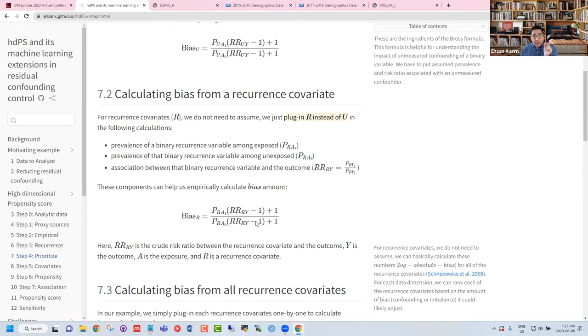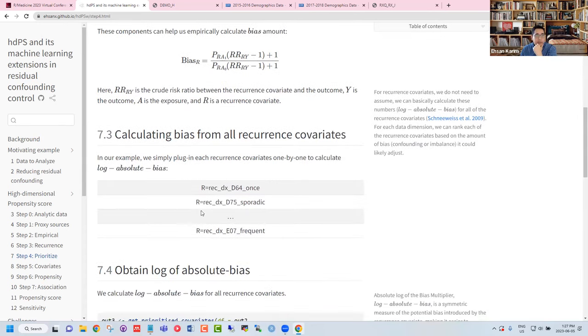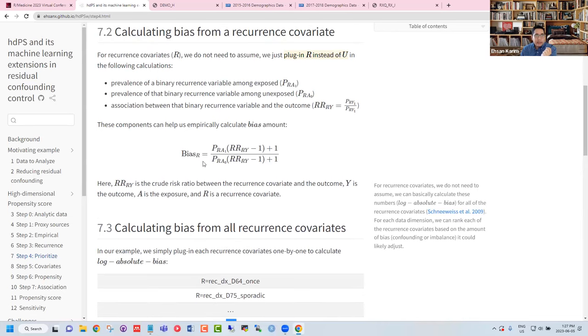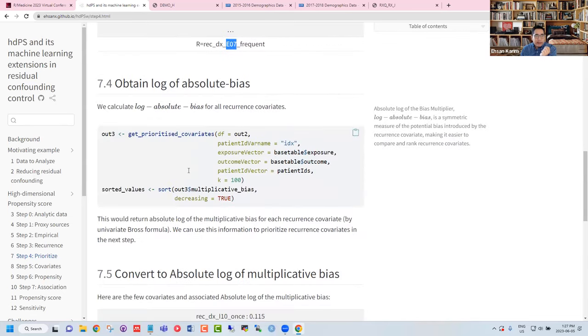We use this formula 143 times to calculate the amount of bias associated with those 143 recurrent covariates. Say, for example, we use the D63 ones, D75 sporadic ones, and DE03 frequent ones, and then we get the amount of bias. To do it in R, in the autoCovariateSelection package, you use get prioritized covariates and basically say how many of them you want.